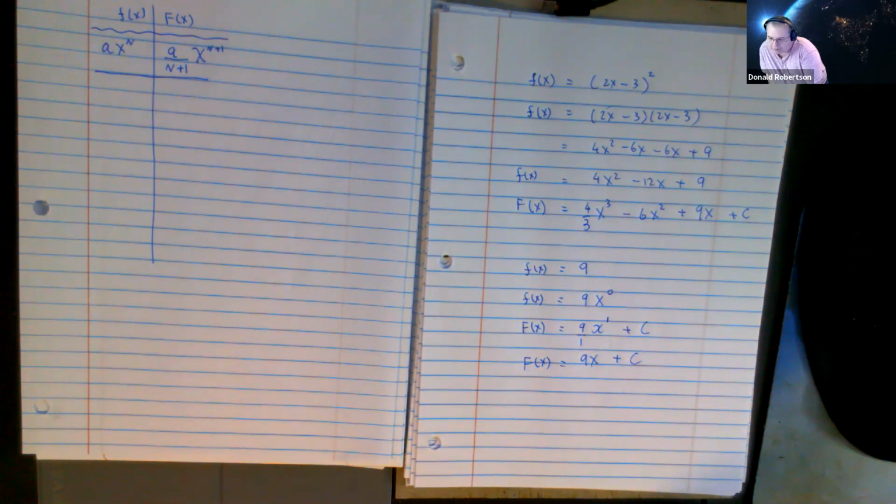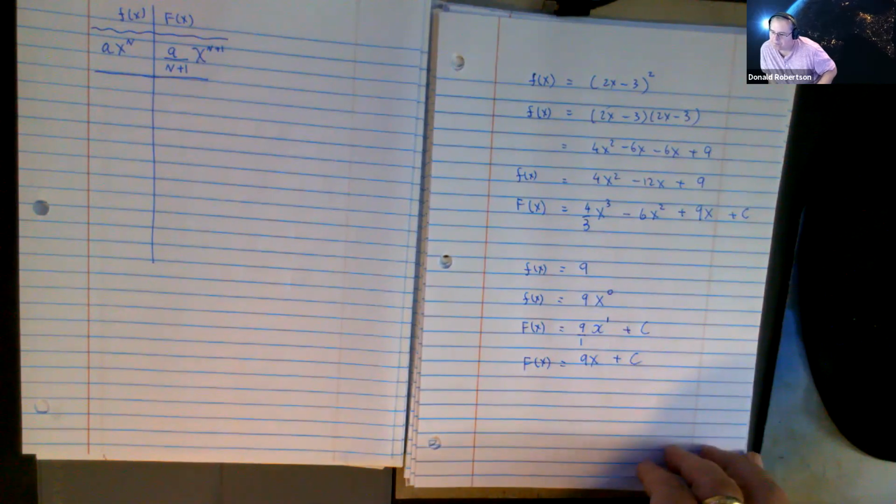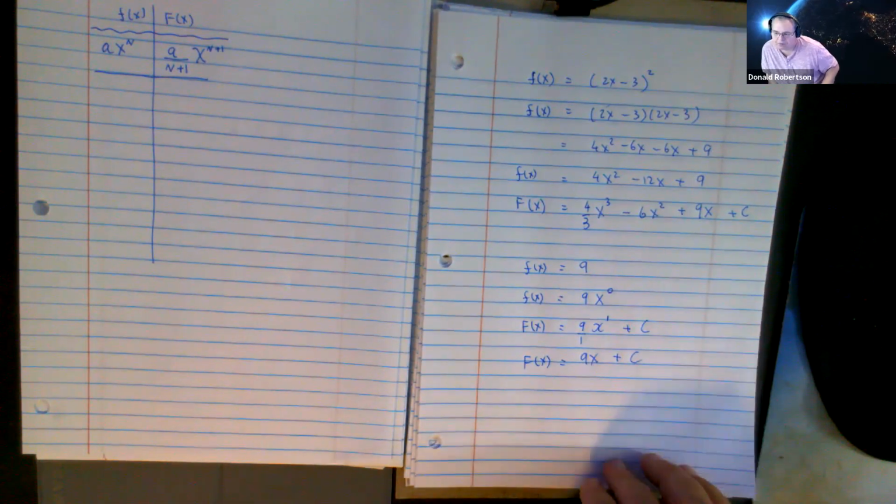Do we feel good about the power rule as a very versatile rule for finding lots of different antiderivatives? Any questions about them? None that I can see.